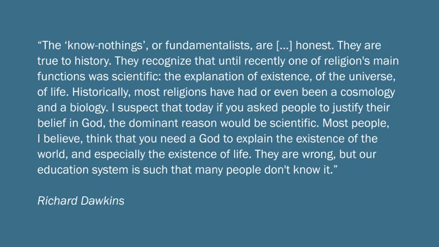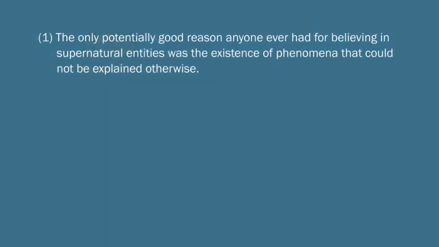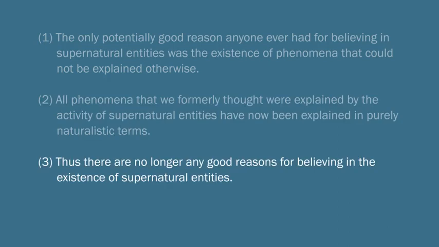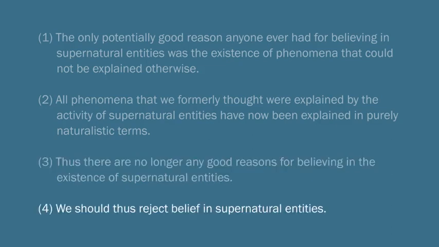So says Dawkins. What we have in this passage is a challenge that you hear articulated by many people in many different ways, and we can think of it in terms of a four-premise argument that goes as follows. Premise one, the only potentially good reason anyone ever had for believing in supernatural entities was the existence of some phenomena that could not be explained otherwise. Second premise, all phenomena that we formerly thought were explained by the activity of supernatural entities have now been explained in purely naturalistic terms. Third premise, so there are no longer any good reasons for believing in the existence of supernatural entities. So the conclusion is we should reject belief in those supernatural entities.